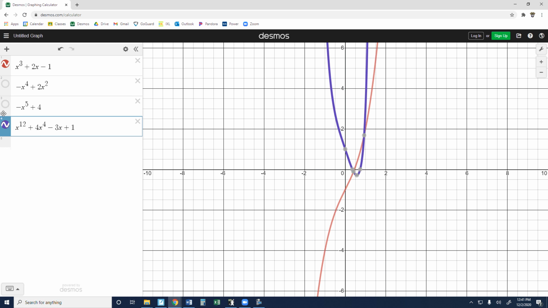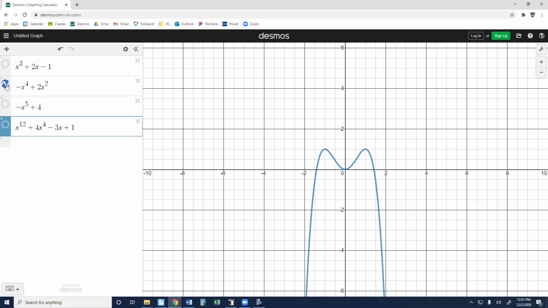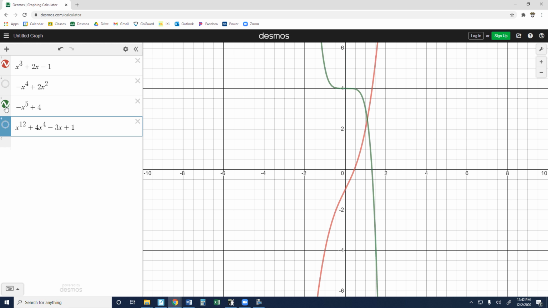So let me first start with the x to the 3rd graph. x to the 3rd plus 2x minus 1. If we take a look at the end behavior, we know it goes up to the right and down to the left. If I look at any of my other graphs, none of those go up to the right and down to the left. Let's take a look at the third option here, negative x to the 5th, because it kind of had a similar nature in the end behavior. x to the 3rd went up to the right and down to the left. Negative x to the 5th went down to the right and up to the left. So it did the opposite.